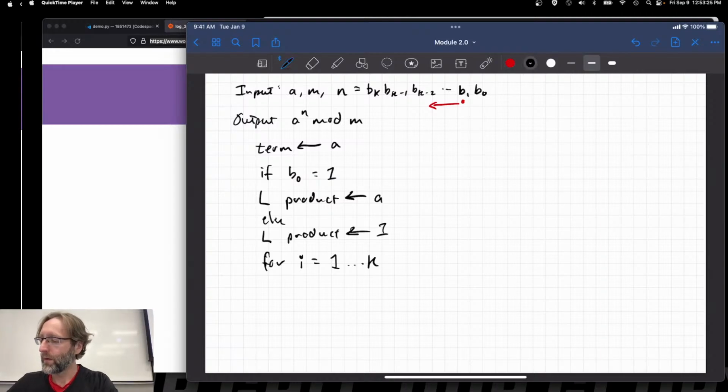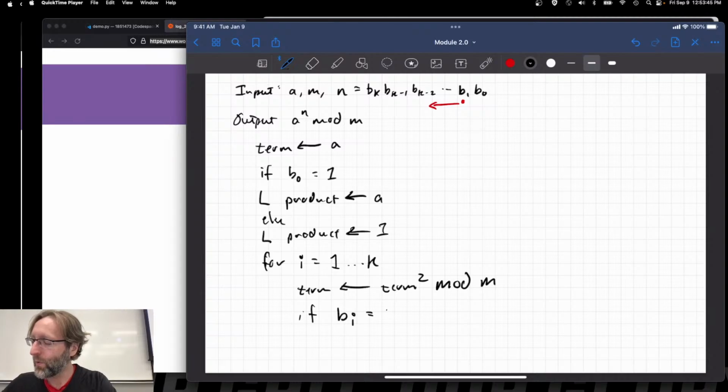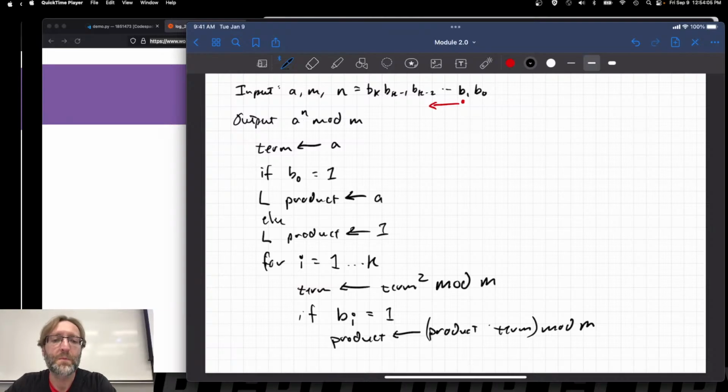Right? So for i from 1 through k, our term will be term squared. And we can also mod that out by m so that it doesn't grow too big. Right, we can keep it small. And if that bit, b sub i, is equal to 1, then we contribute it to the product. Product will end up being product times term mod m. There we go. And that's it.